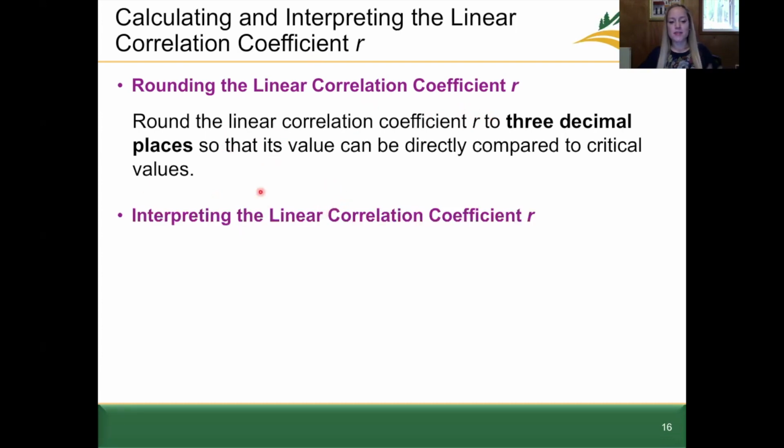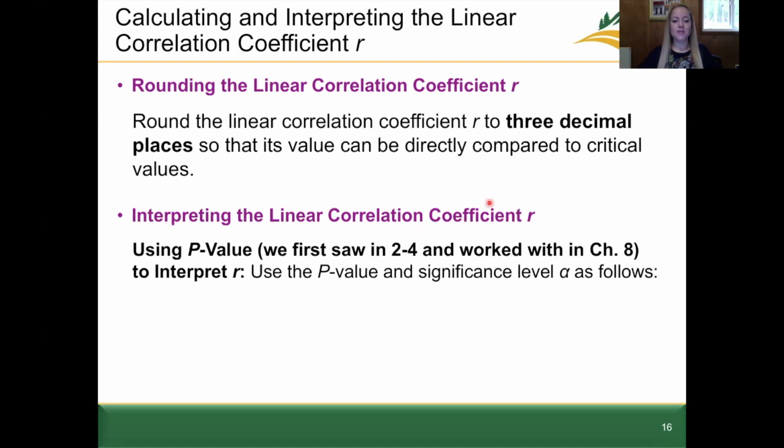Next, we're talking about the interpretation of this linear correlation coefficient, or R. We talked about the possible values for R, but now this is getting into the actual interpretation, so let's talk about it. For this portion of the interpretation, we can use a p-value. Now, you probably remember p-values best as we worked with them in Chapter 8, but we actually saw p-values originally in Chapter 2. So now, as you're planning on studying for finals and you encounter p-values again in 2.4, you'll more easily recognize, hey, I know what that is.